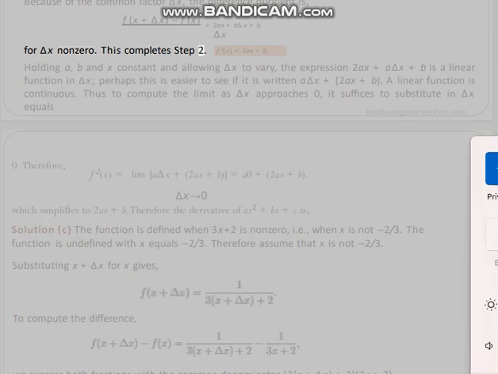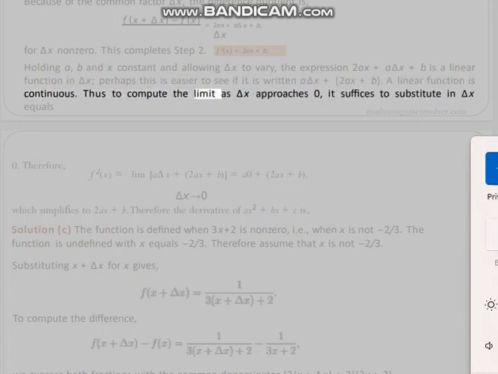This completes step 2. Holding a, b and x constant and allowing delta x to vary, the expression 2ax plus a delta x plus b is a linear function in delta x. Perhaps this is easier to see if it is written a delta x plus 2ax plus b. A linear function is continuous.